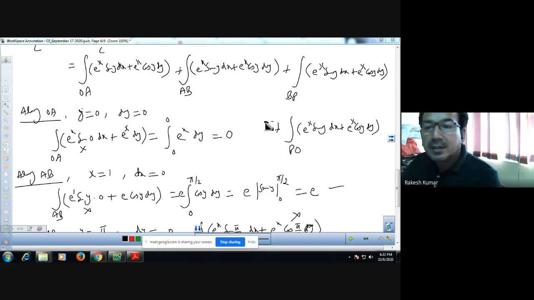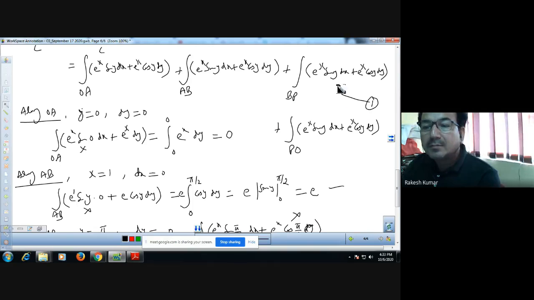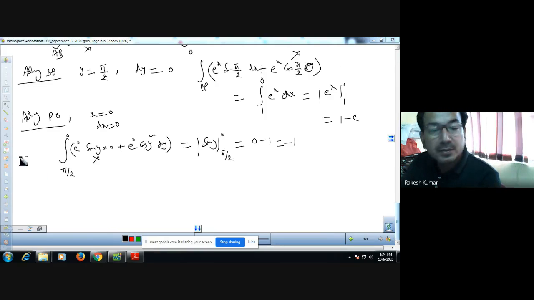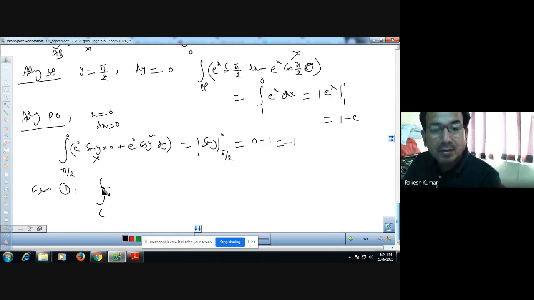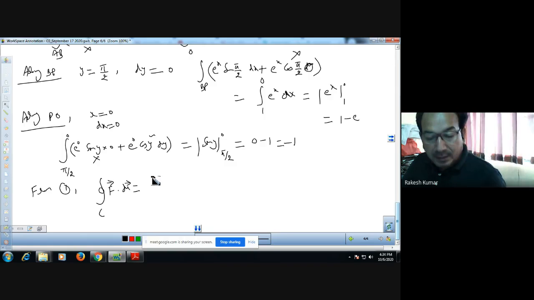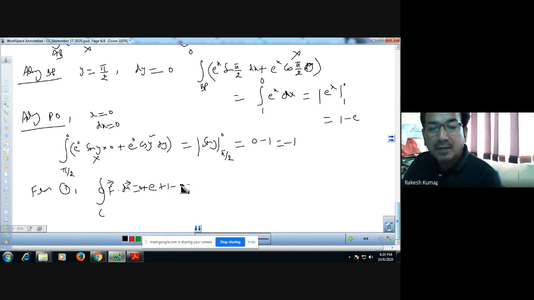This will be named as equation number 1, because we have separated the total into the 4 straight lines. Now from 1 we will be substituting the values. So from 1, the integration along C, that is the integral of f dot dr, comes out to be: the value of the first integral was 0, the second integral was e, the third integral was 1 minus e, and the last integral was minus e.